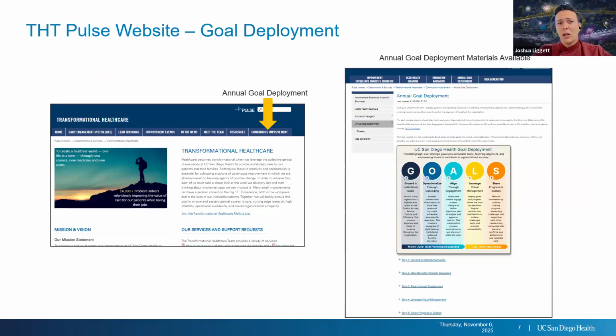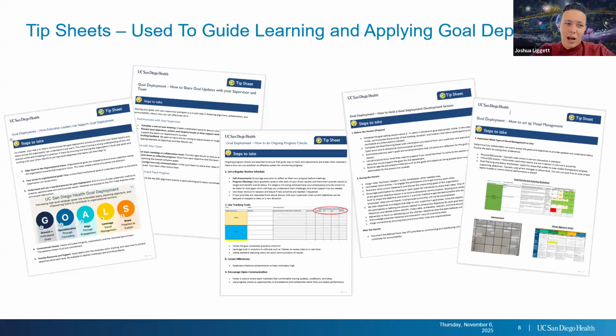We have all of our documentation material and assistance for goal deployment available on the Transformational Healthcare website. You can see what we have there, and then our handy goals metric, as well as the different steps delineated below. Each of those has relevant tip sheets that can guide what elements of the process you're going to be working towards, as it makes sense for your team.